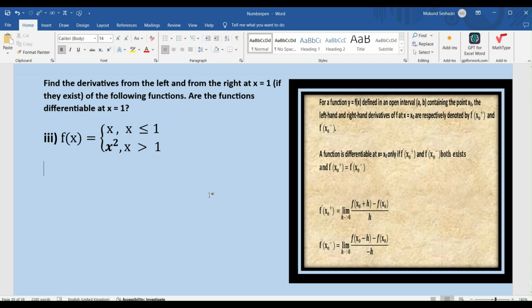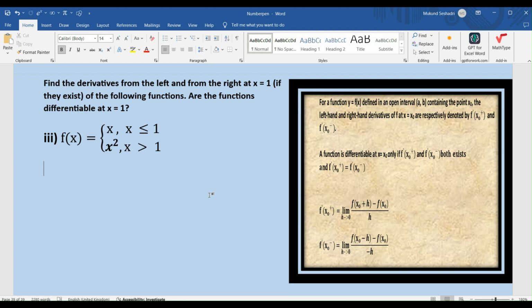So we have the problem on our screen. Find the derivative from the left and from the right at x equal to 1, if they exist, of the following function. Is the function differentiable at x equals 1, right? So we've got f of x, which is equal to x when x is less than or equal to 1, and then it takes a parabolic curve, x square, when x is greater than 1, right?